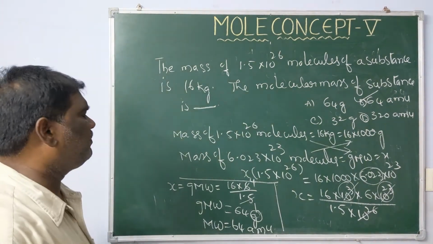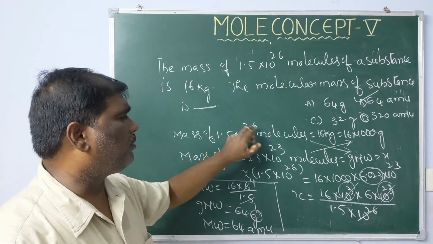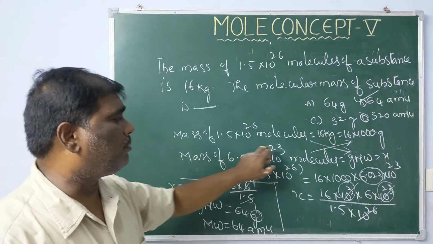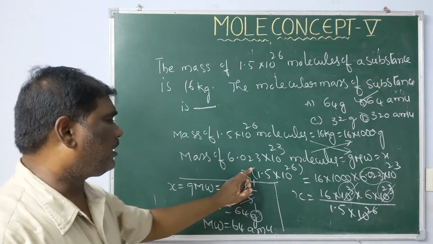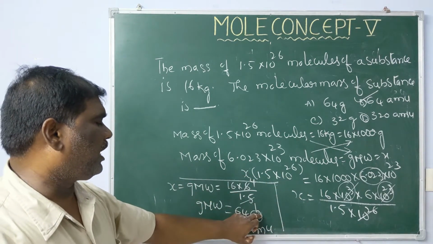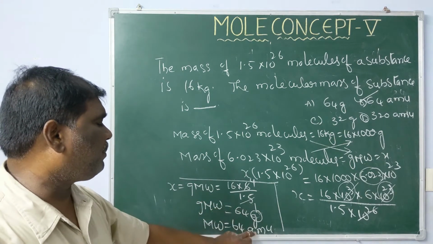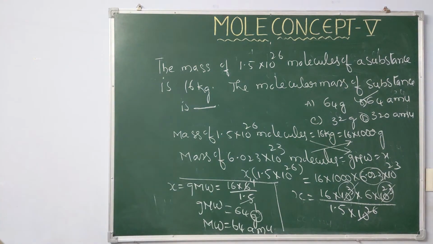I repeat once again. This time I gave the mass of 1.5 into 10 power 26 molecules. I have to estimate the mass of Avogadro number of molecules. This is taken as gram molecular weight. On cross multiplication and simplification I am getting 64 grams. This is nothing but gram molecular weight. If gram is replaced by AMU, then it is taken as molecular weight. The next problem.